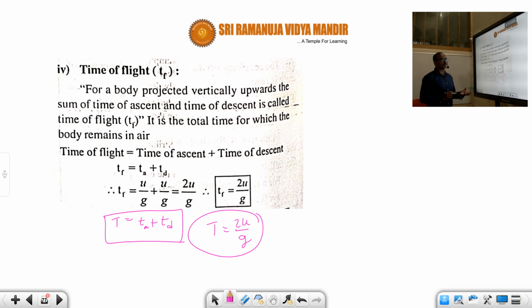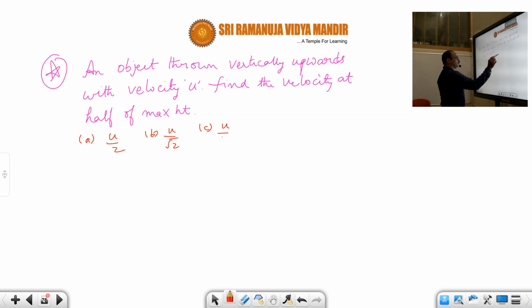So we'll take some options also. Suppose the first option is u by 2 and u divided by root 2, u by 3 and u by root 3. Out of these options, we have to choose the correct one. Now we'll see the solution. First, read the question properly. An object is thrown vertically upwards with velocity u.